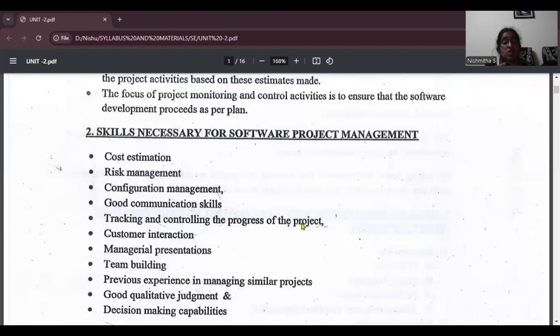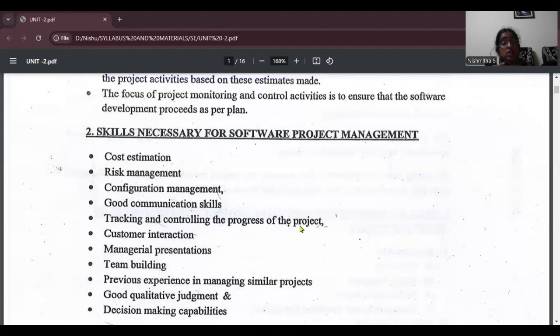Tracking and controlling the progress of the project. The project manager should always track and control the progress of the project. Tracking of a project helps the project manager to understand how far the project has been completed or where the project is lagging behind, and many more. Customer interaction. The project manager should be able to interact with the customer effectively so that he could understand the needs of a customer and solve them accordingly.